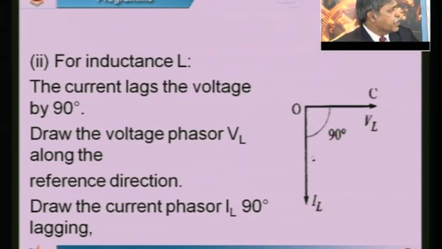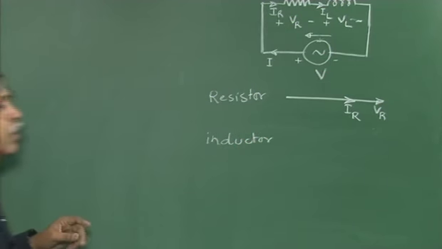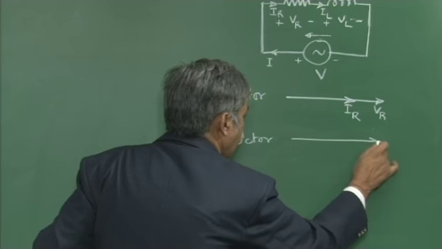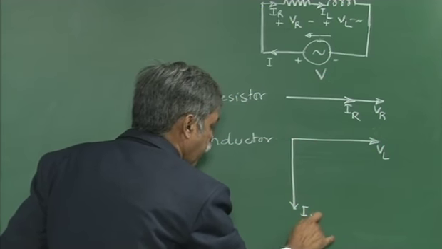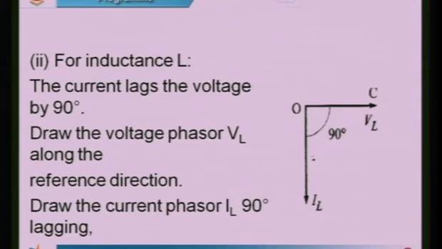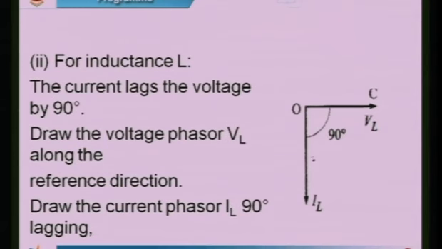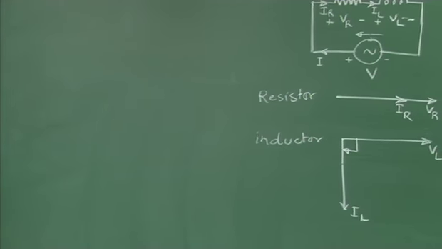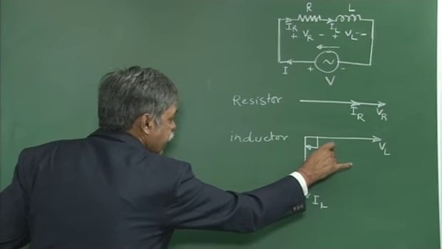The next element we have is an inductor. Now, if I take the voltage drop across the inductor, that is VL, as reference, the current in the inductor will lag behind the voltage by an angle of 90 degrees. So these are the two phasor diagrams I have drawn for the individual elements of the series RL circuit. For the first case, the resistor, I have taken VR as reference, and for the inductor I have taken its voltage drop VL as reference. So the angular difference between voltage and current in the inductor is 90 degrees.